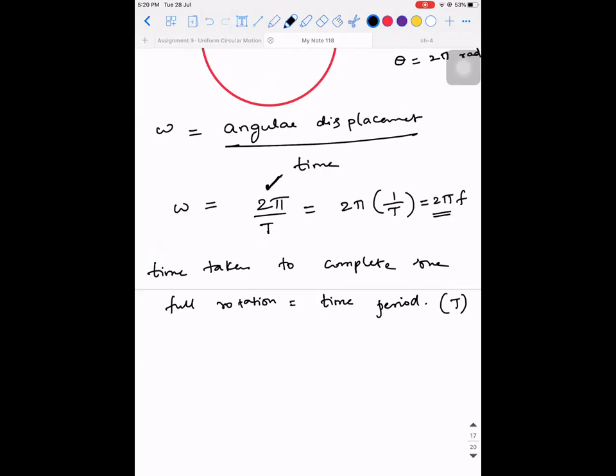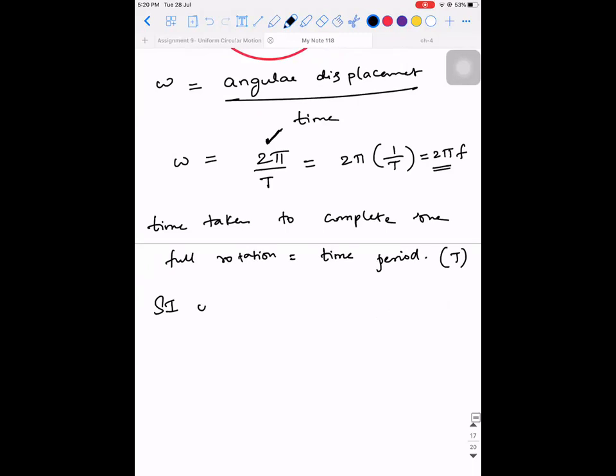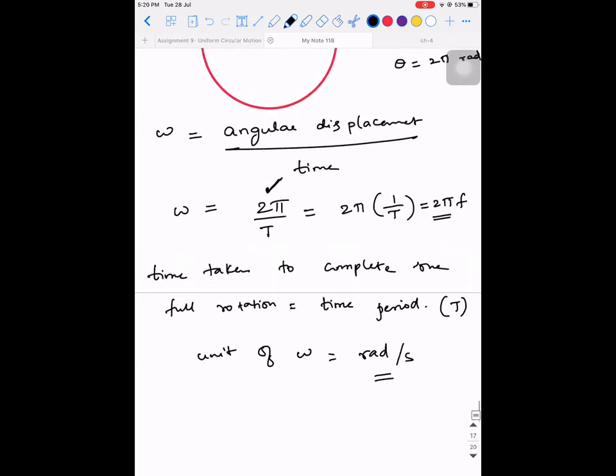So have this point in your mind. I cannot call it the SI unit, I'm just calling the unit of omega: second, because 2 pi is measured in radian and time is measured in second. So the unit of omega is going to be radian per second. Is it clear till this step at least? Did you guys understand this basic?